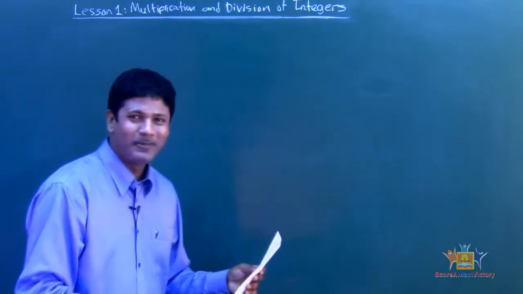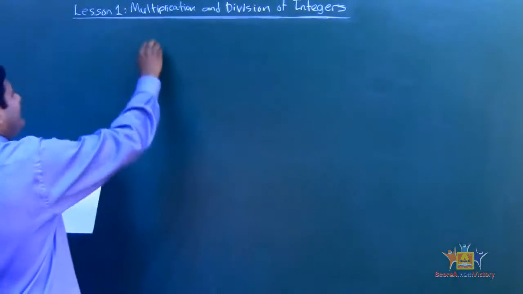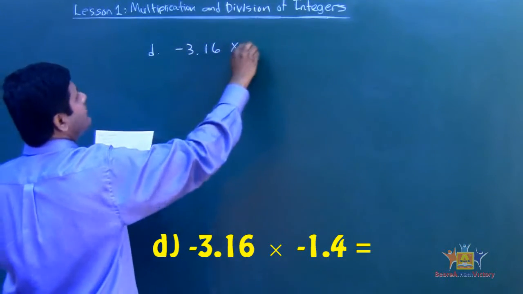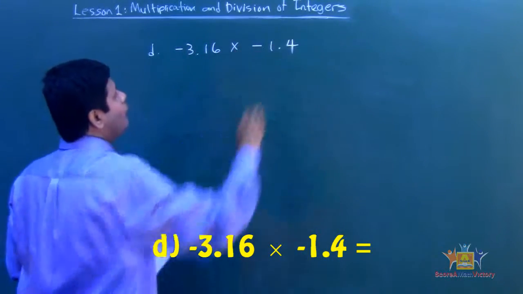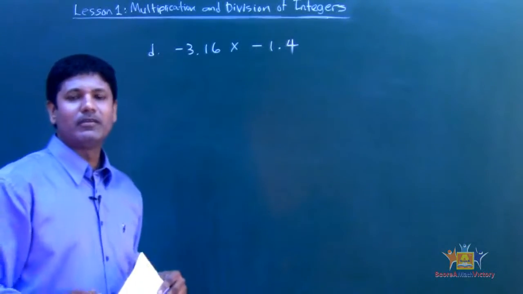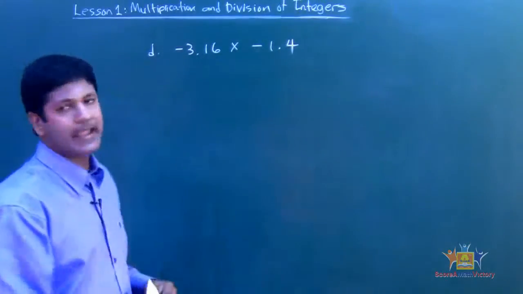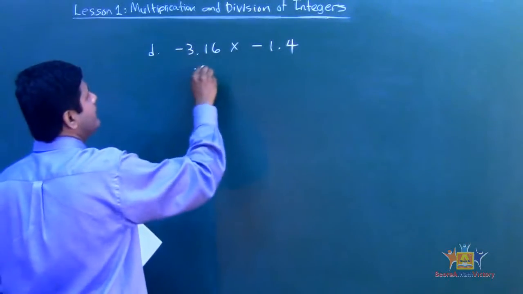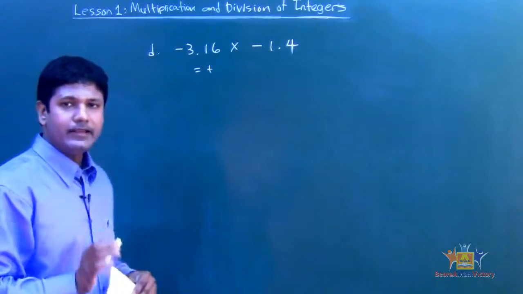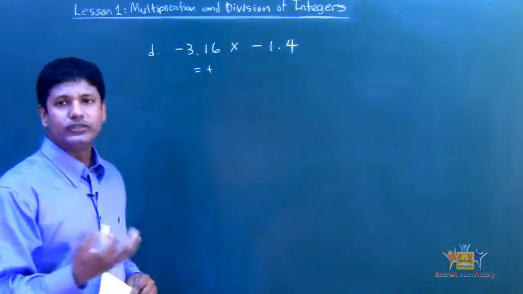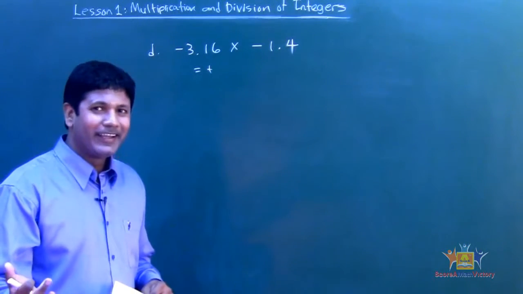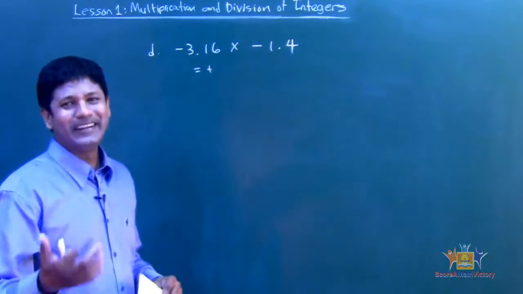Alright, you ready for problem D? Alright, problem D says negative 3.16 times negative 1.4. Decimal, we're multiplying. First look at that negative and negative. When you multiply, it becomes what? Positive. So we know your final answer is going to be positive. Alright? And now we're multiplying two decimals. So what method are we going to use? Forget now, remember later. Very good.